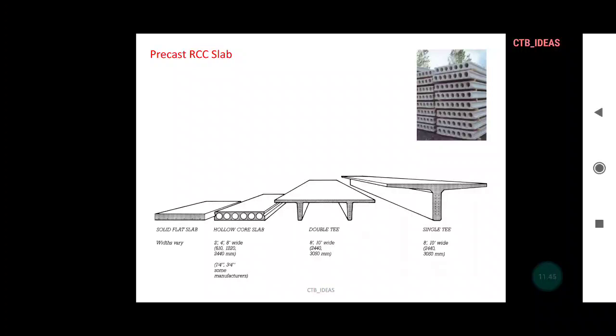Then you have double T and single T. Depending upon the span or the length of that particular slab, this type of T slabs are manufactured. These are comparatively structurally stronger than the previous types. All these slabs come in various thicknesses and various sizes depending upon various manufacturers.